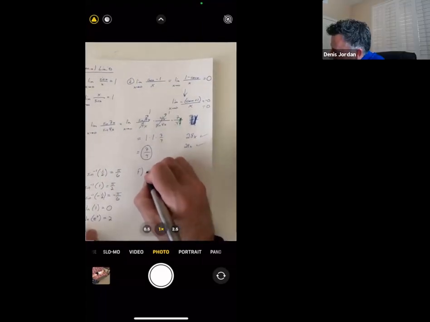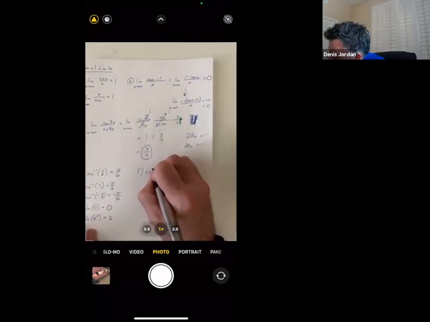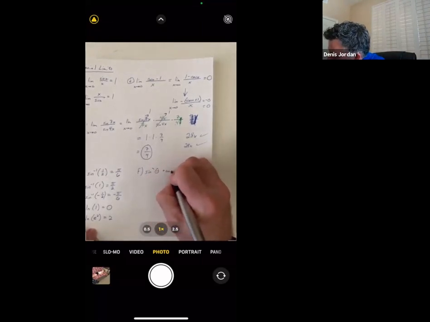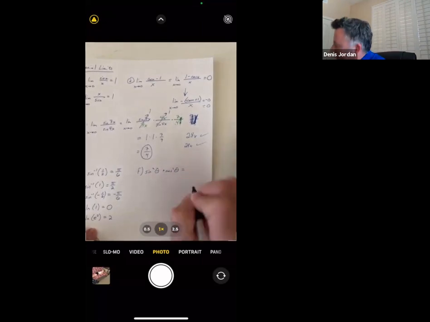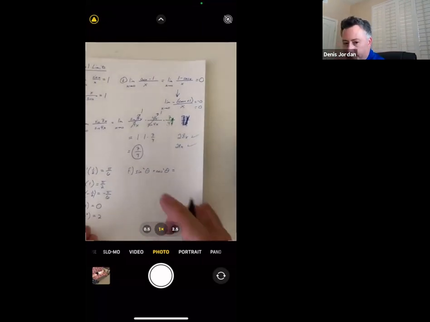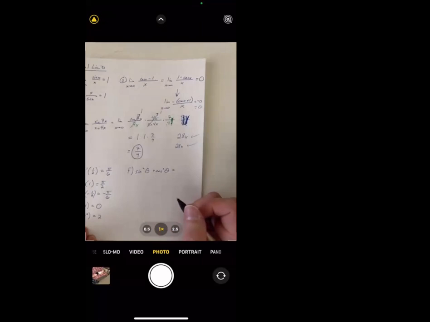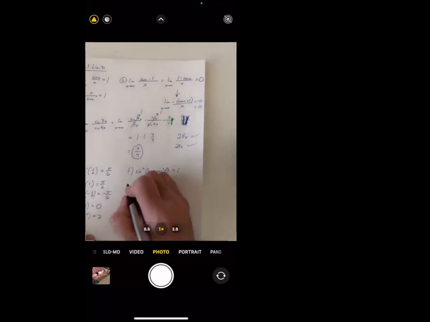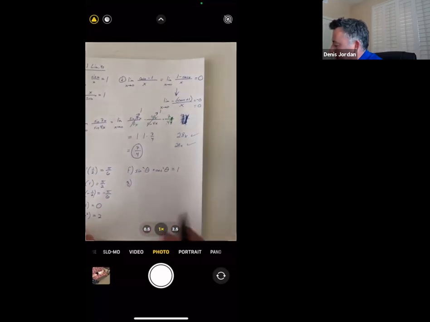Okay, what if you had sine squared plus cosine squared? What is that equal? 1. That's 1. What kind of identity is this called? Pythagorean. Yep, Pythagorean identity. Okay.